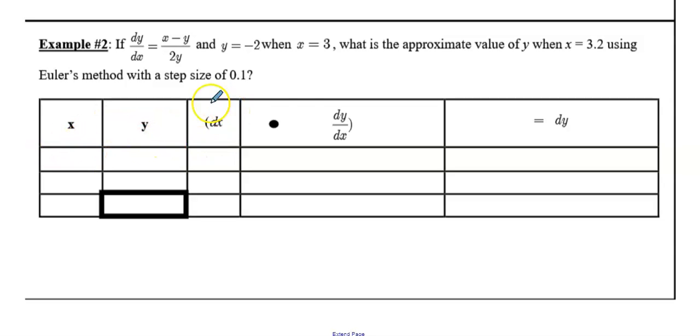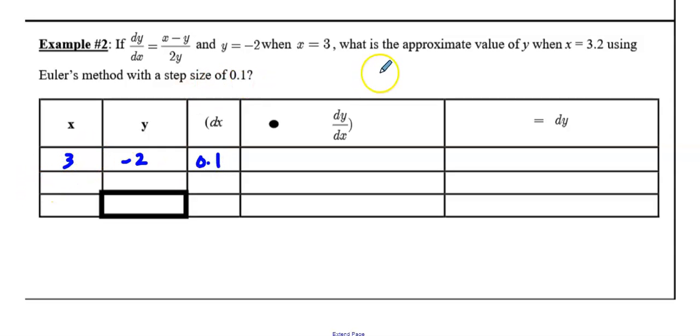I always do x, y, I do dx here, I write dy dx here where we plug in our functions x and y, and then I multiply these two things together to give me my dy. So this is the idea of what we're going to do. We're going to always be given the differential equation. We're going to always be given our condition of x equals 3, y equals -2. So this is 3, this is -2. Our step size is 0.1, so that's going to be our dx.